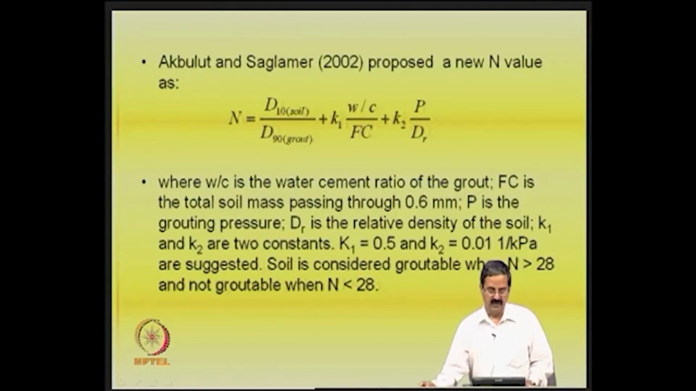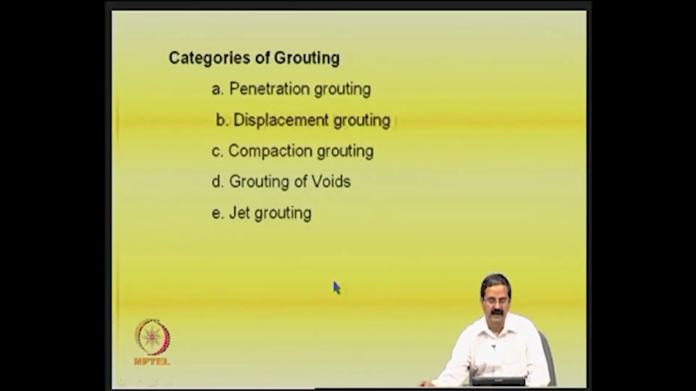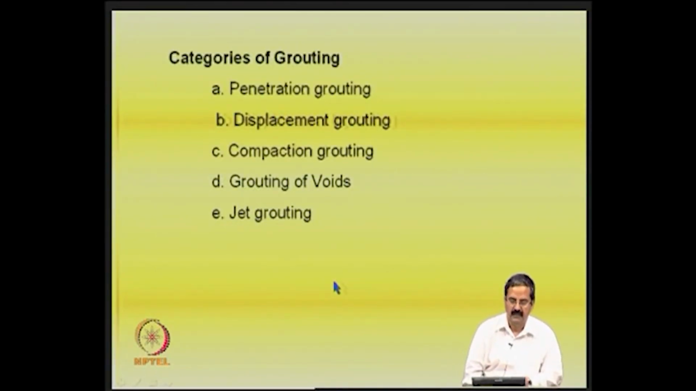So, these are some values, and again soil is considered to be groutable when n is greater than 28 and not groutable when n is less than 28. So, this is some sort of criteria these people have, and this is something that is quite useful to go ahead with design.